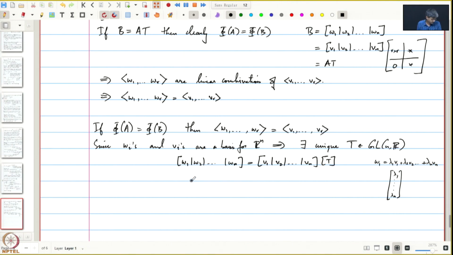So the ith column of T is the unique way to express W_i as a linear combination of the V_j's.